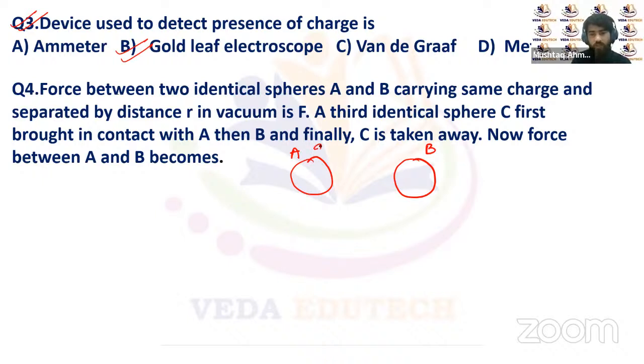They carry the same charge. If the charge on sphere A is q, then the charge on sphere B is also q, and they are separated by a distance of r. The force between the two spheres is F. A third identical sphere C is brought in contact with A, then B, and finally C is taken away.